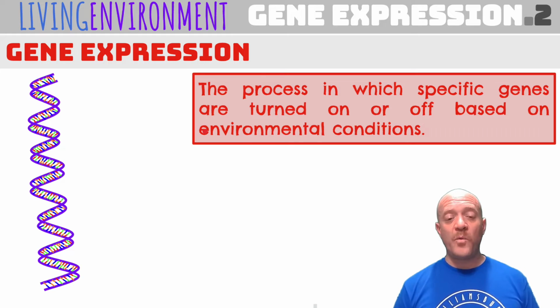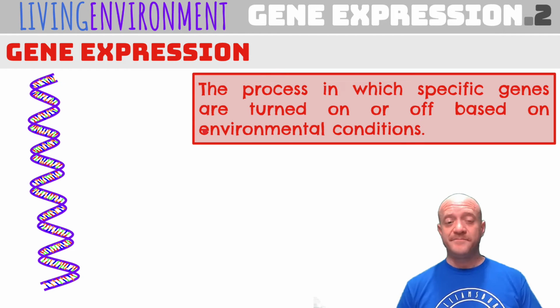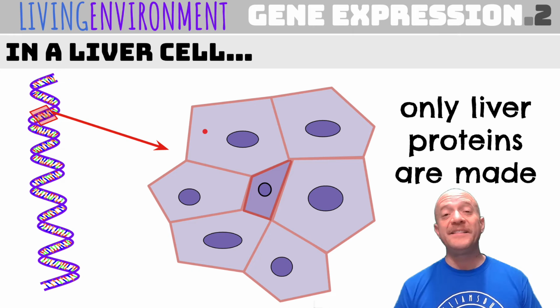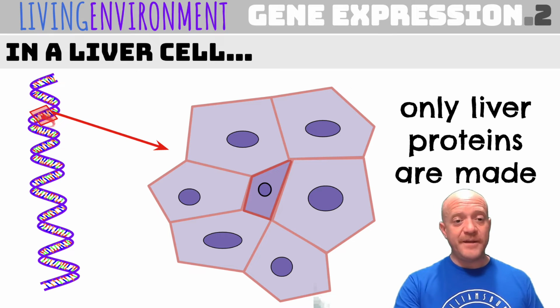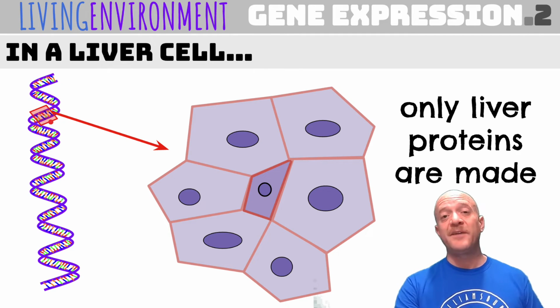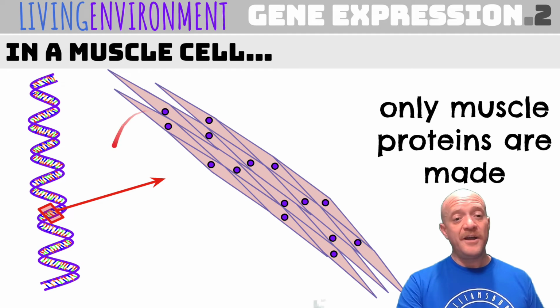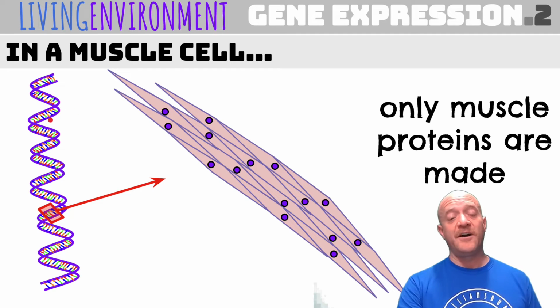So based on where a cell is located, different genes are required. In a liver cell, this gene right here is the instructions to make a protein that is found in a liver cell that does the functions of a liver cell. So in a liver cell, this gene is going to be turned on to make liver proteins. In a muscle cell, you're not going to have this liver gene turned on. You're going to have muscle genes turned on to make muscle proteins, and that's in muscle cells.